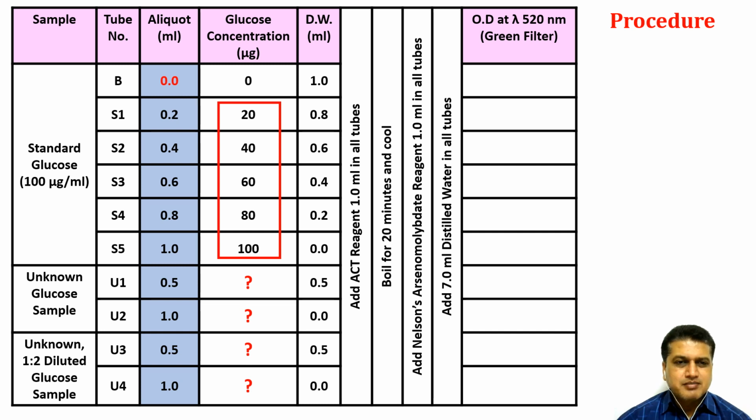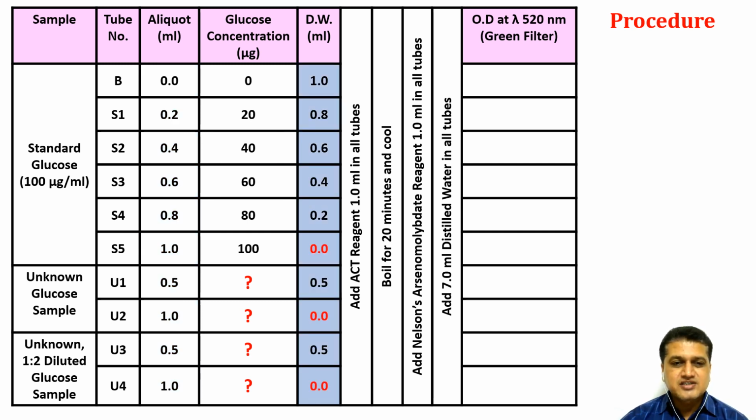Thus, blank has no glucose, S1 has 20 micrograms, S2 has 40 micrograms, S3 has 60 micrograms and S4 has 80 micrograms, while S5 has 100 micrograms of glucose. However, concentrations of glucose in U1, U2, U3 and U4 are to be found.